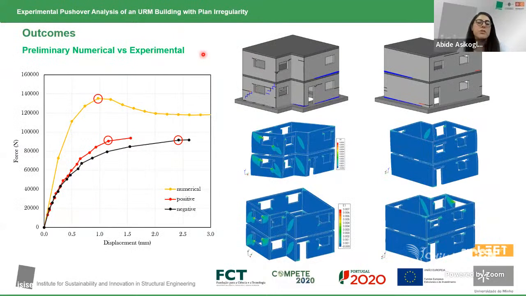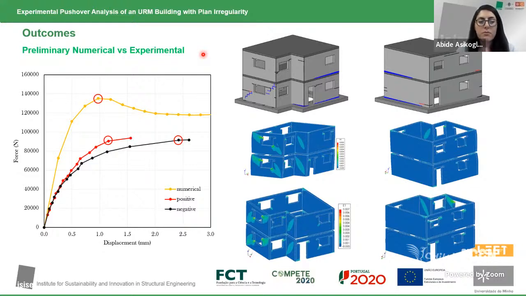So based on these experimental results, I went back to my preliminary numerical analysis, and I observed that there are huge discrepancies. The first thing is that in the numerical model, linear stiffness is overestimated, and the capacity is also much higher than in the experimental campaign.